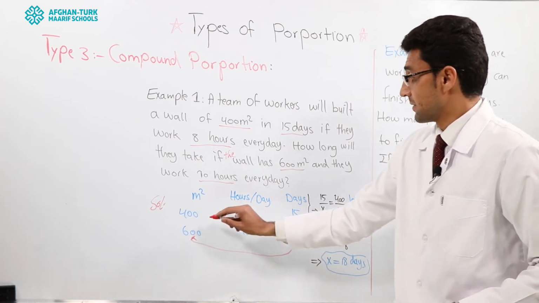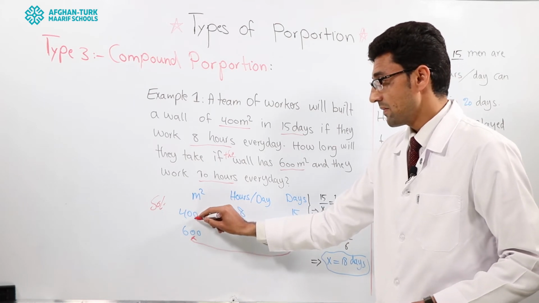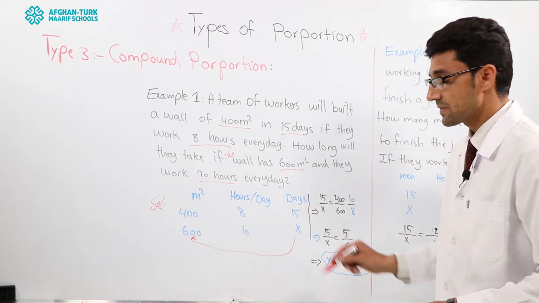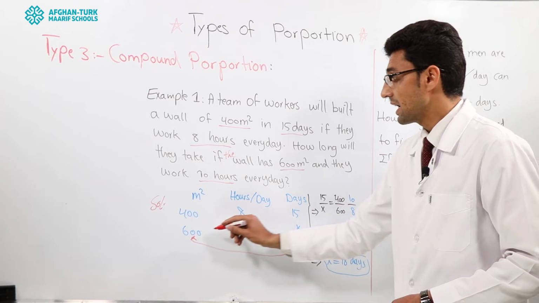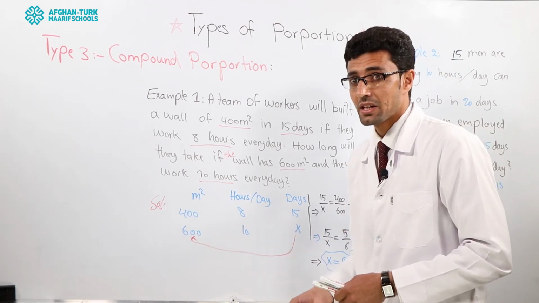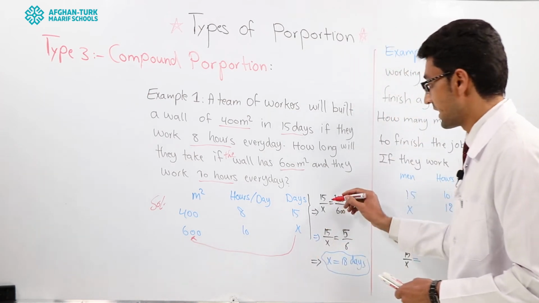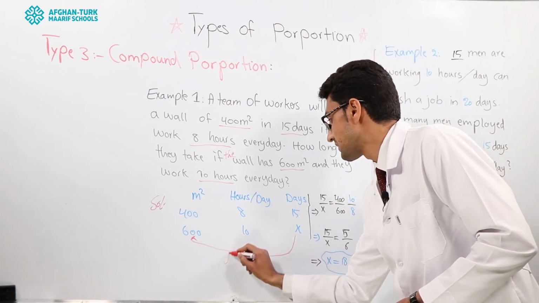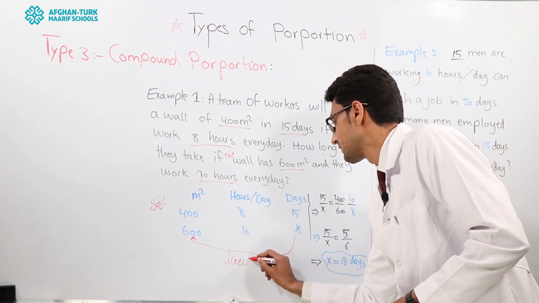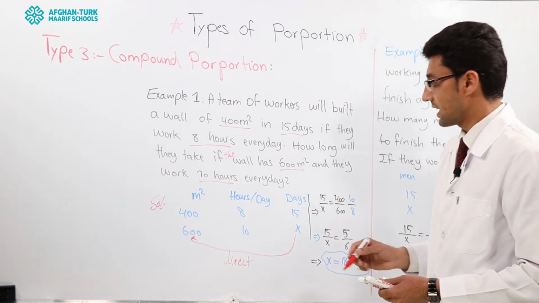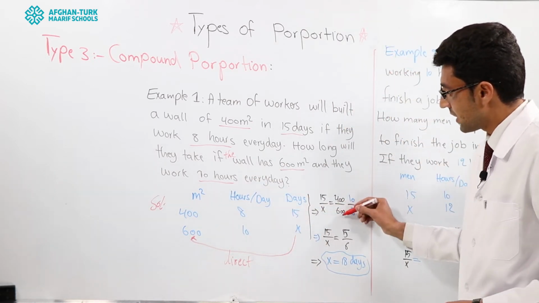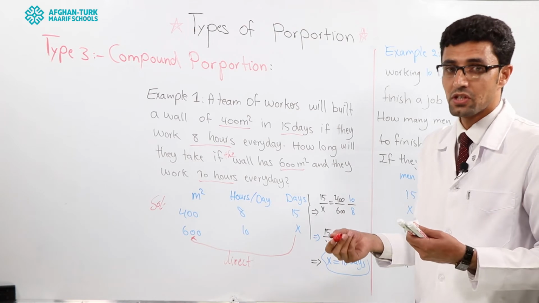What do you think? If we have 400 meters square, it takes 15 days. If we have more, 600, how about the days? The days also will increase. It means we will have direct proportion. Okay? 400 divided by 600 without any change.